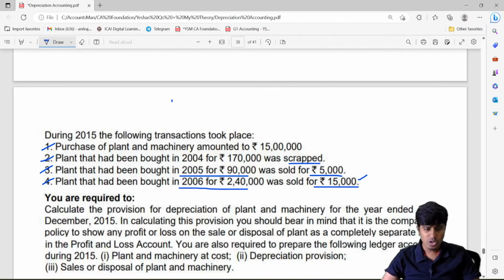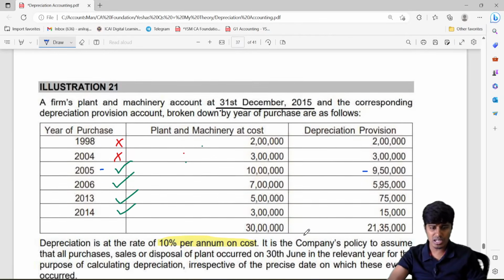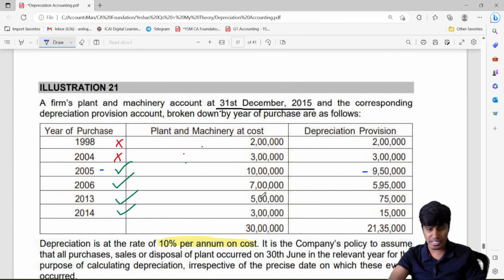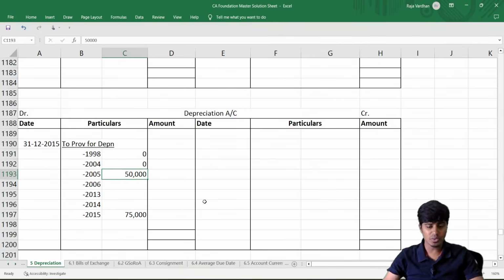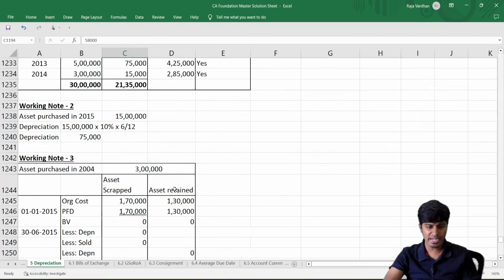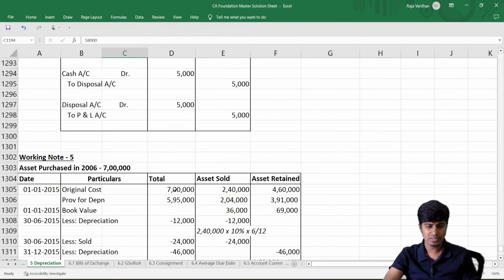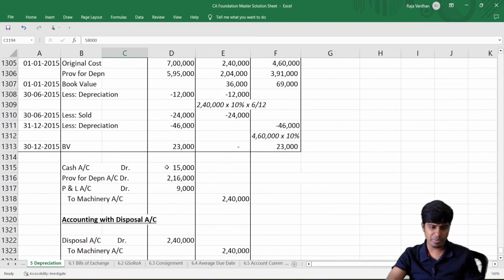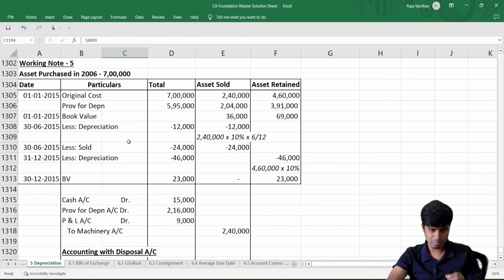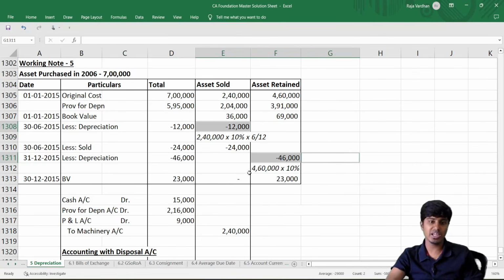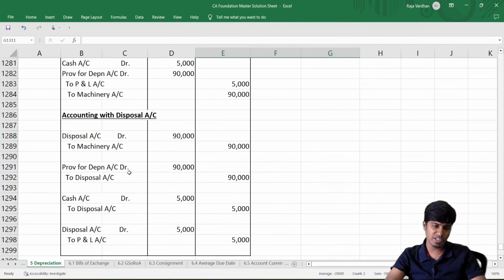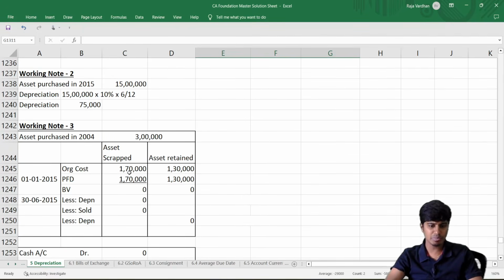2004 asset, no depreciation. 2005 asset is again depreciated during the current year to the extent of how much? 50,000. 10 lakh was the original cost. 9 lakh 50 is WDV. We depreciate now. Remaining 50,000. 2006 asset 7 lakh and 5 lakh 95. 2006 asset there is sale, right? Current year my depreciation against the asset which was sold in 2006 and retained portion also is 12,000 and 46,000. So totally 58,000 depreciation. Let me write 58,000 depreciation. That is depreciation provided during the year.